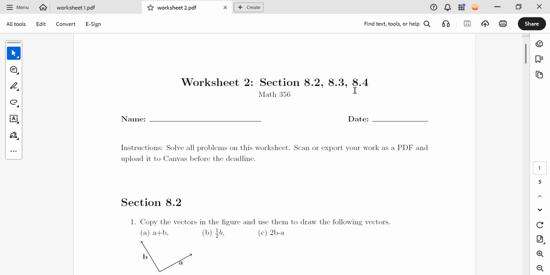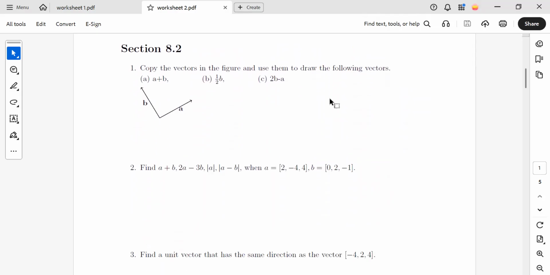Hello everyone. In this video, we are going to work on section 8.2 and the other sections will be spoken in next videos. So first part is about section 8.2, which is about vectors.